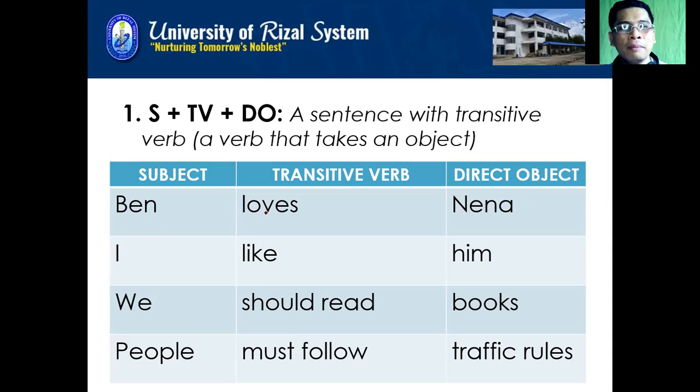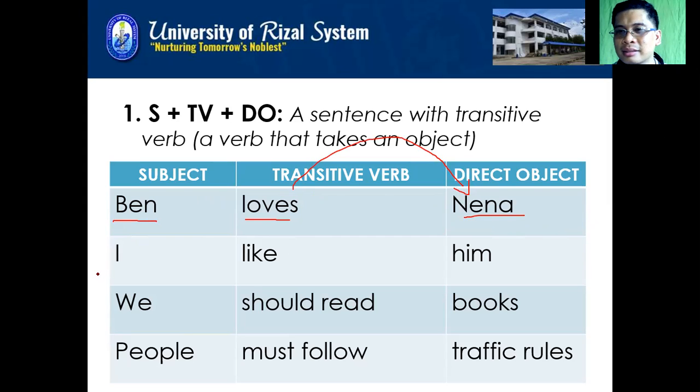Okay? So, for example, Ben loves Nana. Our subject here is Ben. Our transitive verb is loves. And Nana is our direct object. It means to say that the action loves has a receiver, which is Nana.